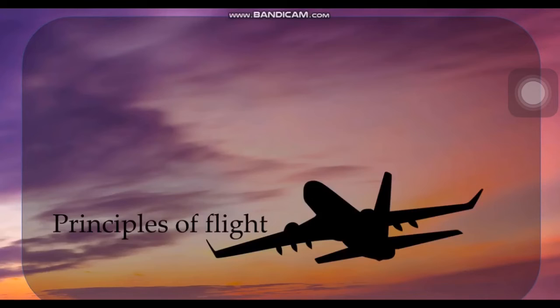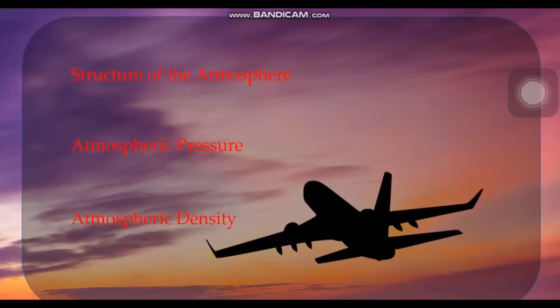The last topic that we are going to tackle is all about principles of flight. Structure of atmosphere. The atmosphere is an envelope of air that surrounds the earth and rests upon its surface. It is as much a part of the earth as the seas or the land, but air differs from land and water as it is a mixture of gases. It has mass, weight, and indefinite shape.